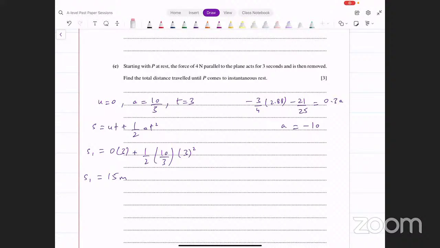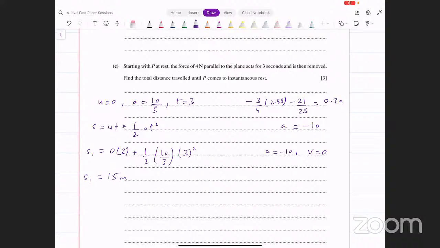Now we've got to find कि इसके बाद उसने कितना distance travel किया. Now what information do we have for this part, for the second part of the journey? We know acceleration now, that's -10. We know the final velocity. Rest पे आएगा ना, instantaneous rest पे आ रहा है, final velocity end पे कितनी हो जाएगी? 0 हो जाएगी. Do we know the initial velocity? We don't know the distance traveled, वो तो find करना है, time taken भी नहीं है.